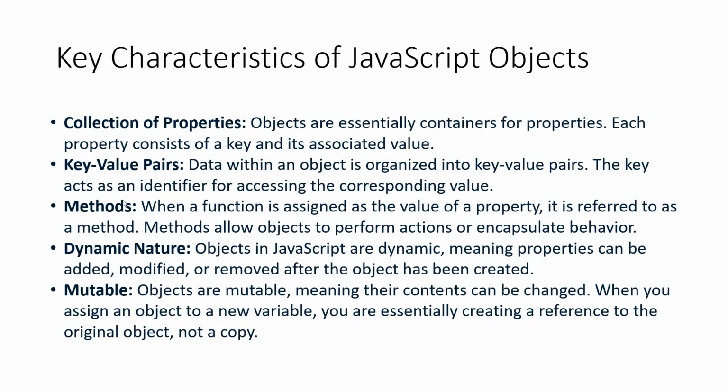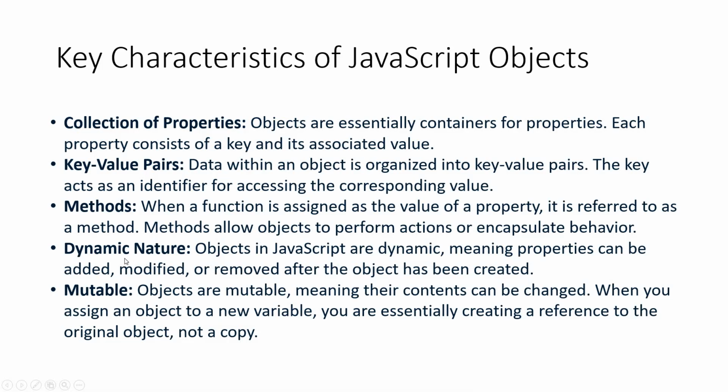Let's go back to the slides. So this one, methods. When a function is assigned as a value of a property, it is referred to as a method. Methods allow objects to perform actions, or encapsulate behavior. So next one, dynamic in nature. Objects in JavaScript are dynamic, meaning properties can be added, modified, or removed after the object has been created.